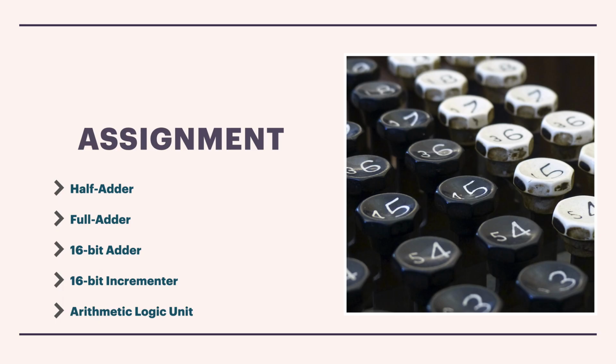Using your newfound knowledge of 2's complement, this week you've got some fun assignments. You're going to implement a number of different adders and then an arithmetic logic unit. First, you're going to work on a half adder. Then, you're going to make a full adder that can deal with carrying and overflow. You're going to chain those full adders into a 16-bit adder, and then you're going to make an incrementer, which will add 1 to a 16-bit number. Finally, you're going to build an arithmetic logic unit.